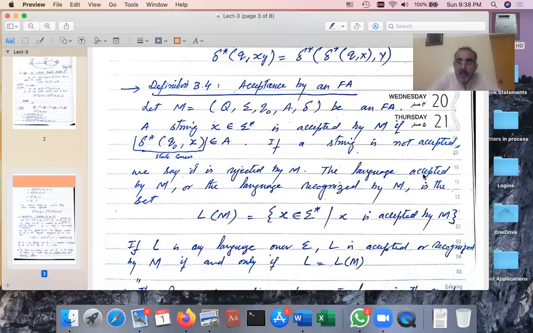Okay, the language next. The language accepted by M, or the language recognized by M. If you are checking many strings of your language, and all the strings of the language are accepted by M, we can also say that the language is recognized by M. These are two words that are synonyms. Then we can write this in mathematical form like this.